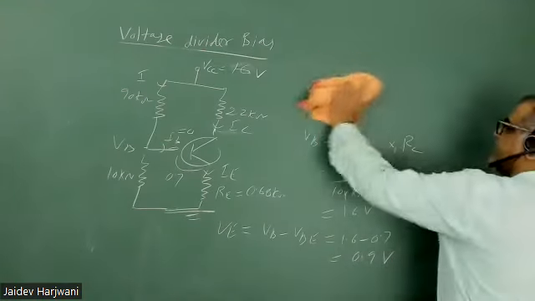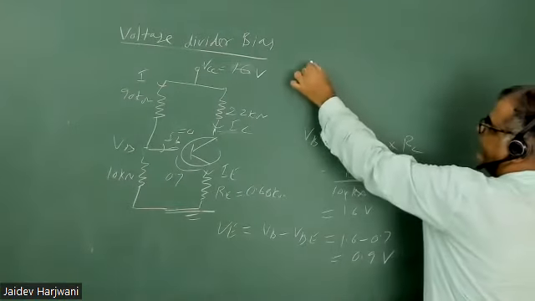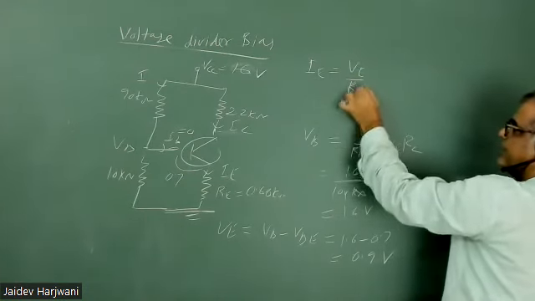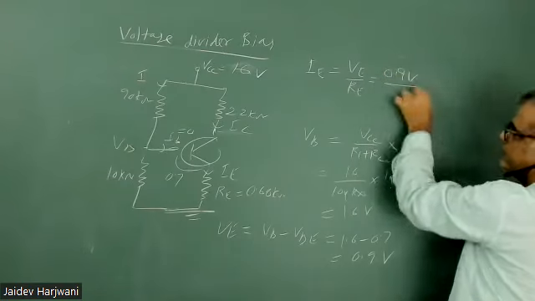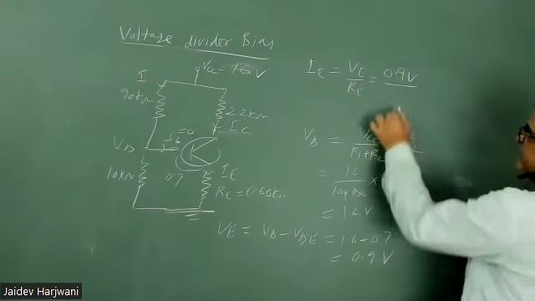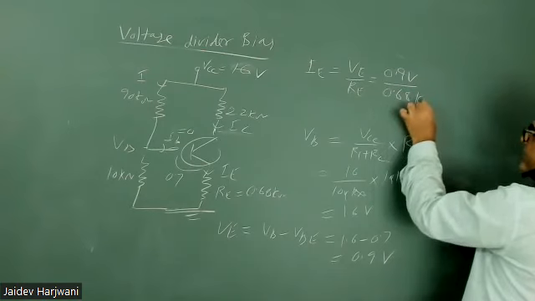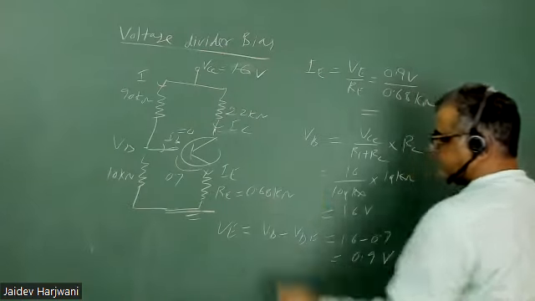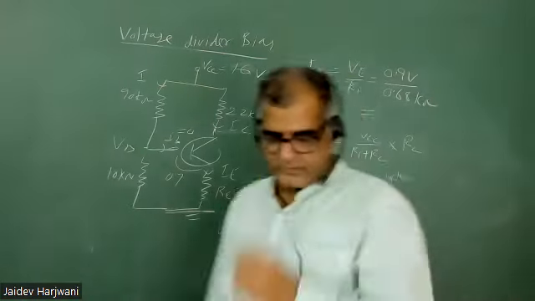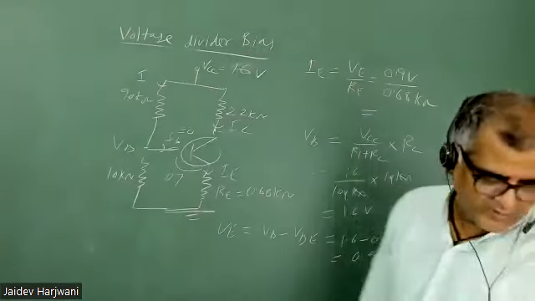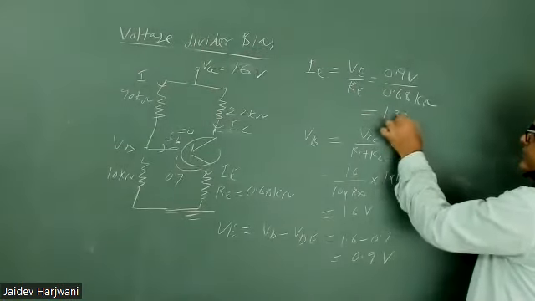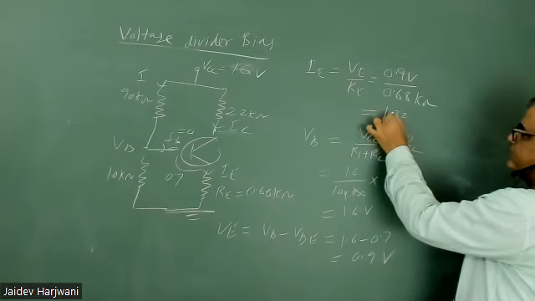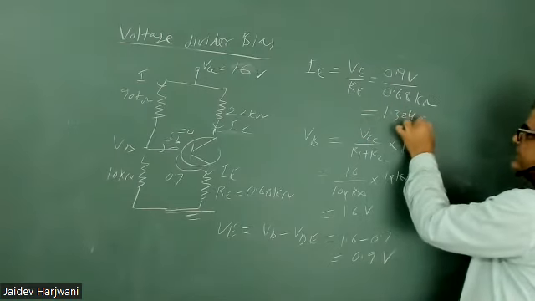Once you have 0.9 volt, you can find IE. IE is VE upon RE, that is 0.9 volt divided by RE, 0.68 kilo ohm. How much is coming? Tell me. 1.324 milliampere. Someone else also confirm, please.